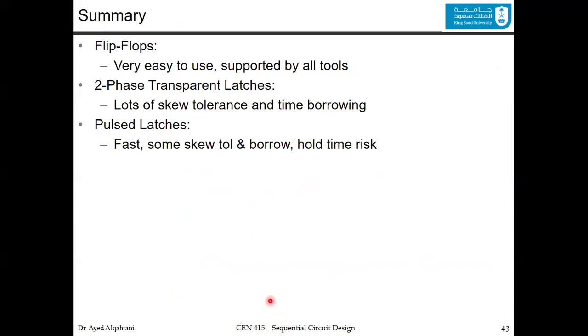So in summary, we've seen two or three clocking methodologies. The flip-flops are very easy to use, supported by all the tools. For the two-phase transparent latch, there is lots of skew tolerance. The skew doesn't affect much, and also there is time borrowing that you can take advantage of. The pulse latches are fast. There is some skew tolerance and also borrowing, but there is a hold time risk. The risk is there for both of them, but it's a little bit higher here.